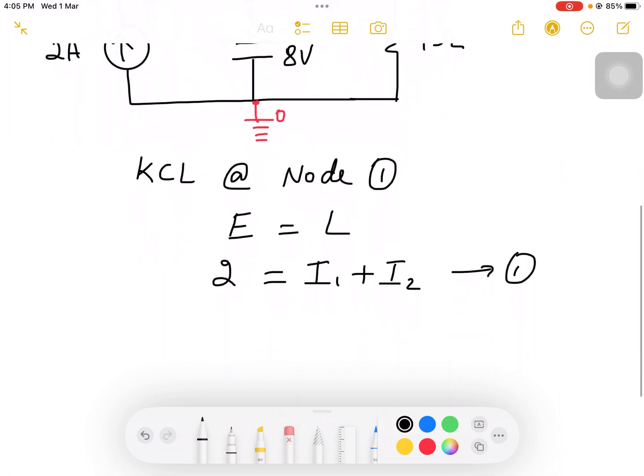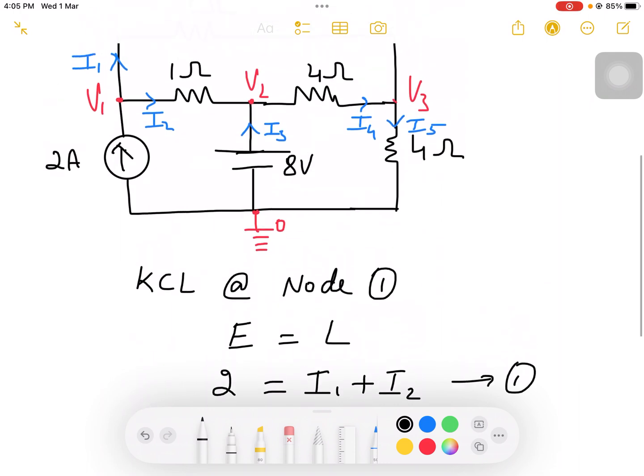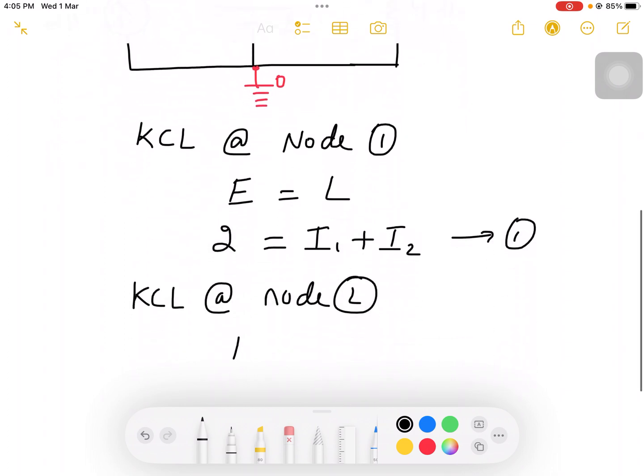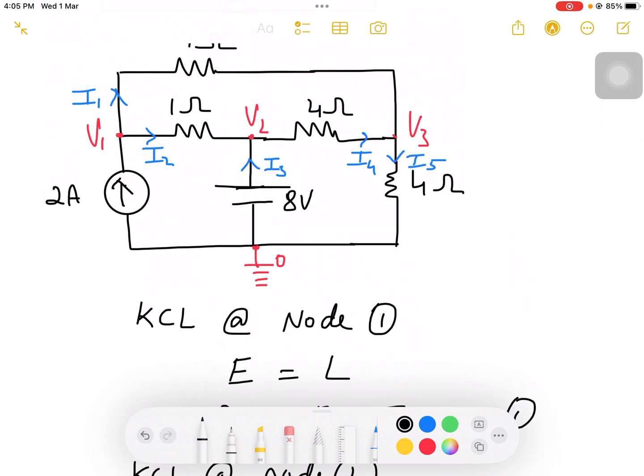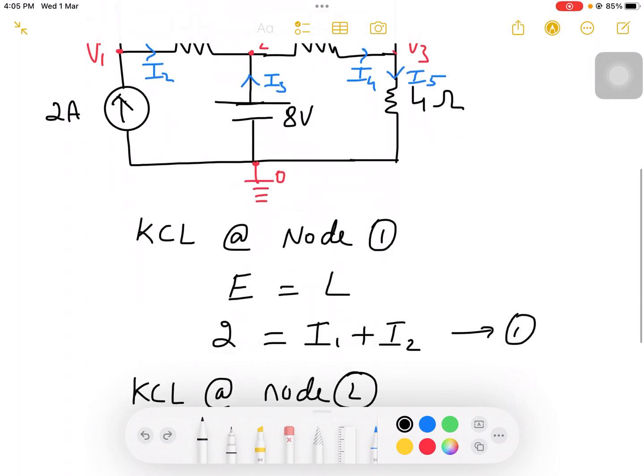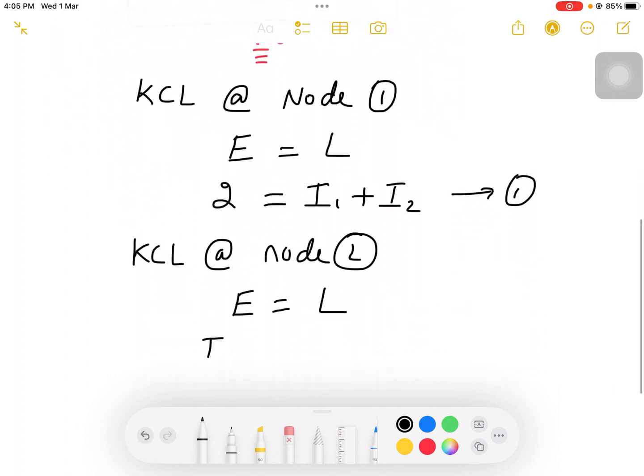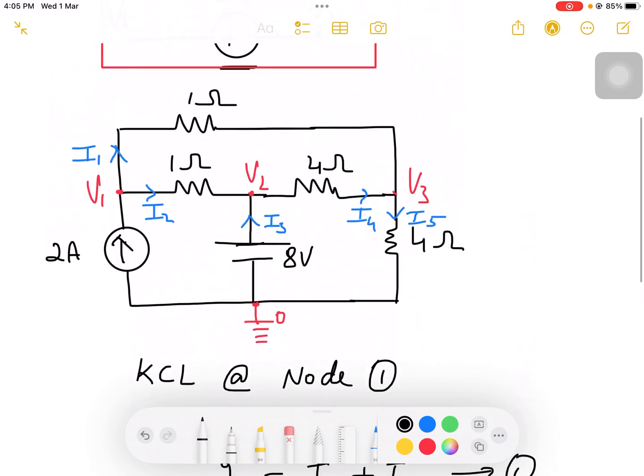Similarly, KCL at node 2. This is my node 2, so current entering equals current leaving. Once again the same concept: E is entering, L is leaving. So entering here are I2 and I3. I2 and I3 are entering, so I2 plus I3, and the leaving current is I4.